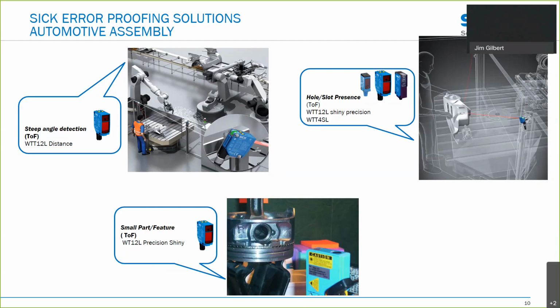So you can see that in this case, the object may be presented at a steep angle, and that's important to be able to see it from a healthy distance, because you want to be outside of the operator's work zone and still see the object at a steep angle.